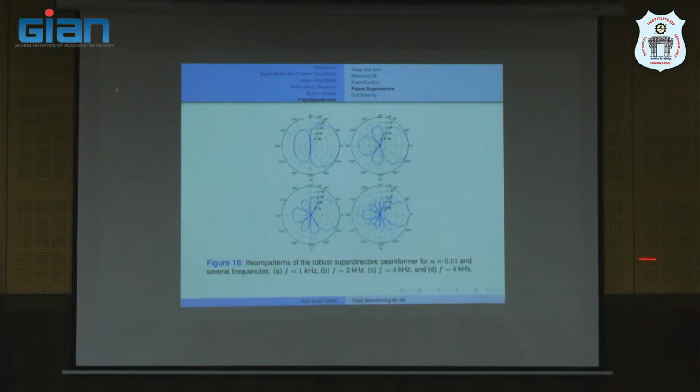Now, if we increase alpha, what will happen to the beam pattern? Let's think for a moment, gradually. When we increase alpha, we give more weight to the white noise gain. What will happen to the directivity? It will come down, it will decrease. If the directivity factor decreases, what does it mean for the width of the main beam?